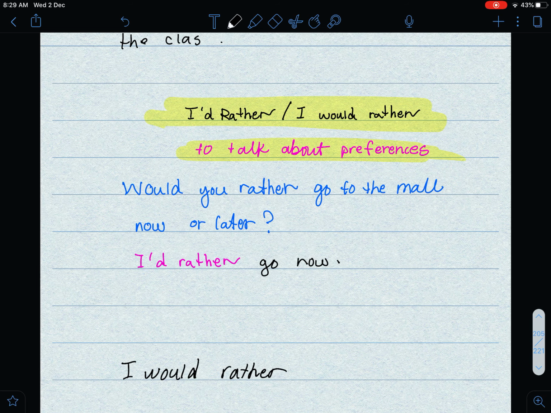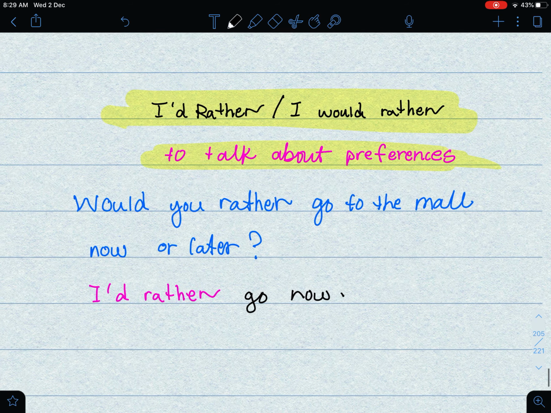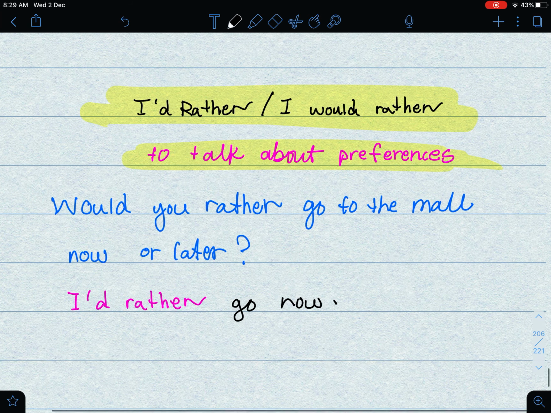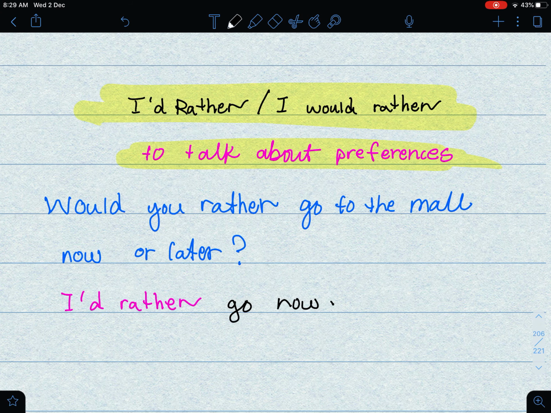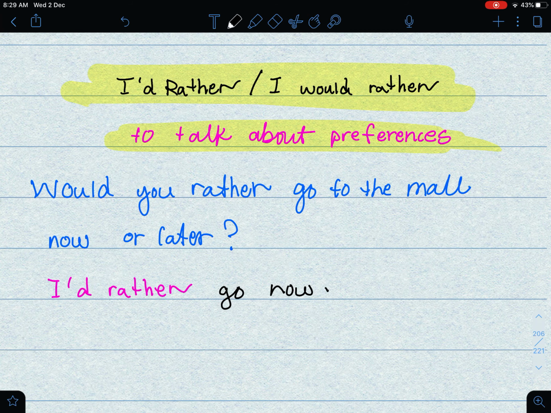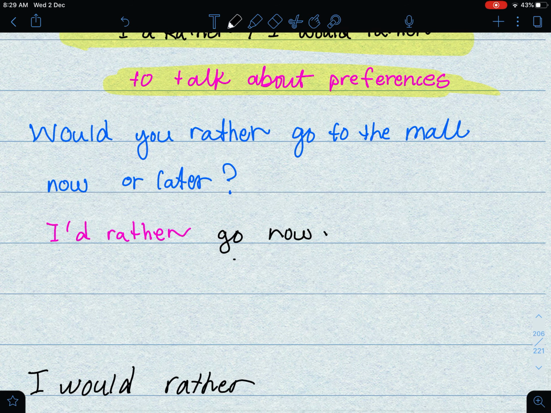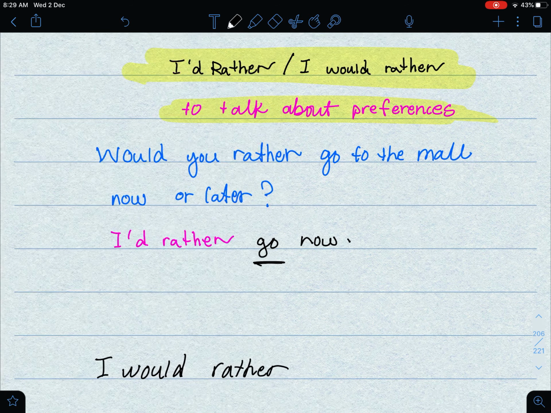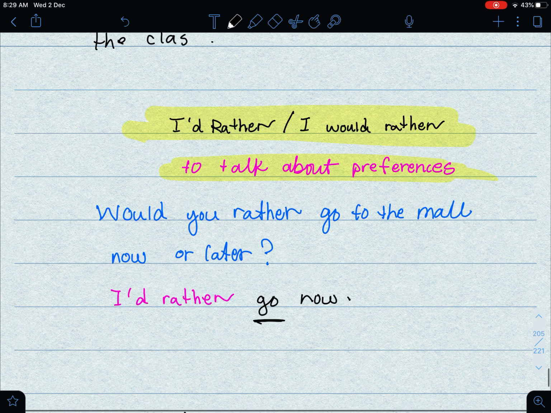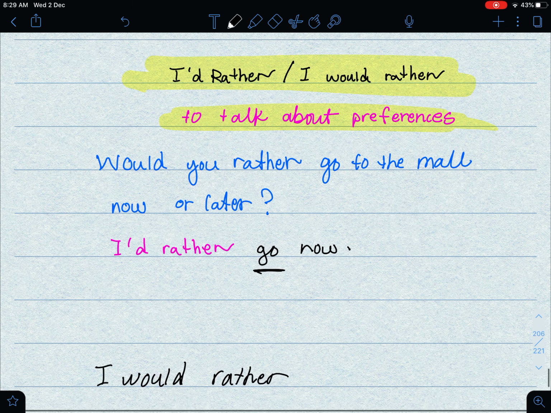So I'd rather. What do we mean by I'd rather, or when do we use it? To talk about your preferences, الأشياء اللي تفضلها. Now let's take a look at this one. Would you rather to go to the mall now or later? I'd rather go now. Okay, so my preference أفضل إنه أنا أذهب الآن. Okay, now as you could tell the verb comes as well in the basic form يعني بدون أي إضافات.